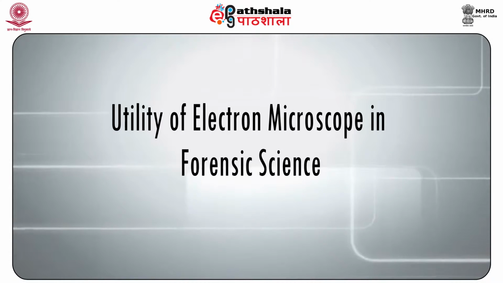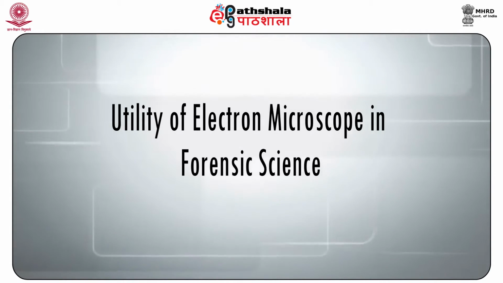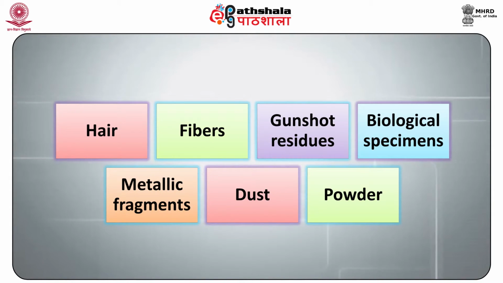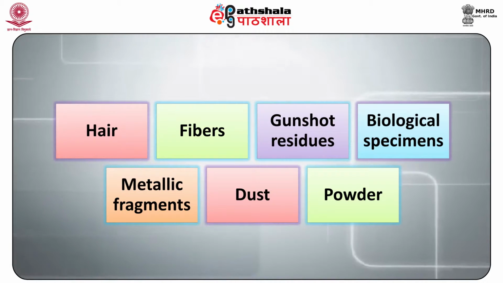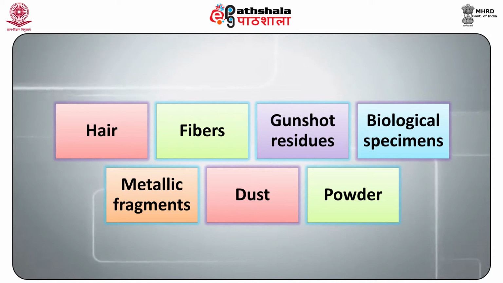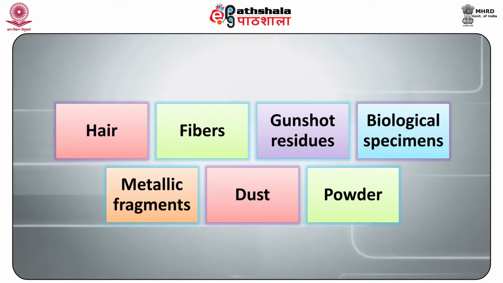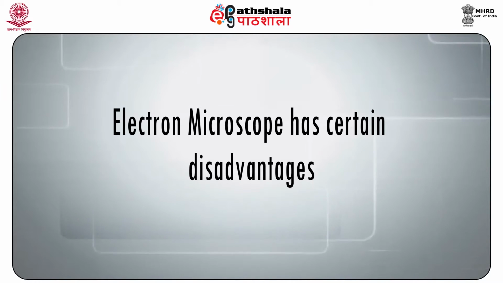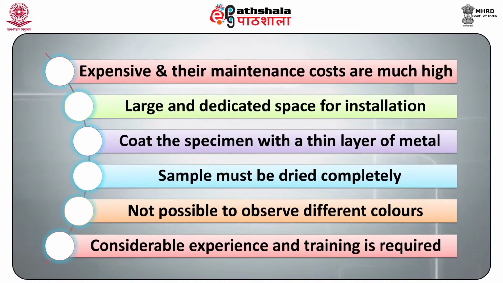A wide variety of samples encountered in crime investigation can be examined by scanning electron microscope, which include hair, fibers including paper fibers, GSR, which is the subject in hand, also known as gunshot residues, biological specimens, metallic fragments, especially broken parts of bullets, dust, powders including phenolphthalein powder used on currency notes while laying a trap to catch a corrupt official demanding and accepting a bribe.